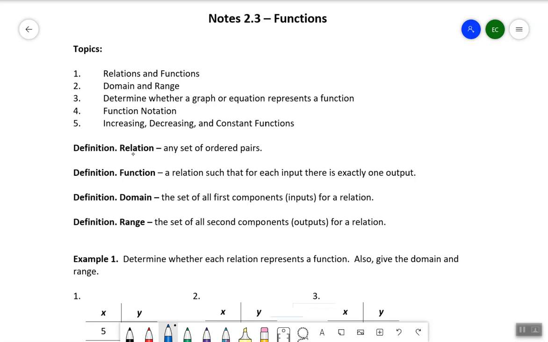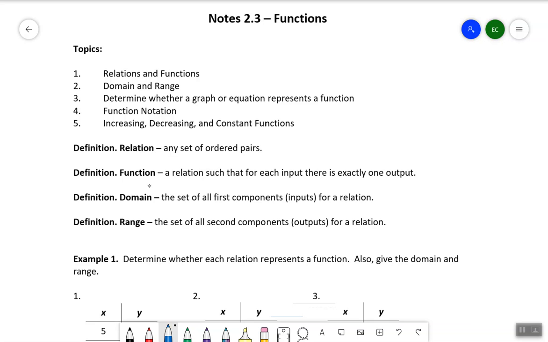So first of all, what is a relation? A relation is any set of ordered pairs, or another way to say that is a combination of an input and an output. So anything that can be written as ordered pairs. And typically we use X for the input and Y for the output, although we don't have to. We'll see some other letters as well. So a relation is a relationship between input and output.